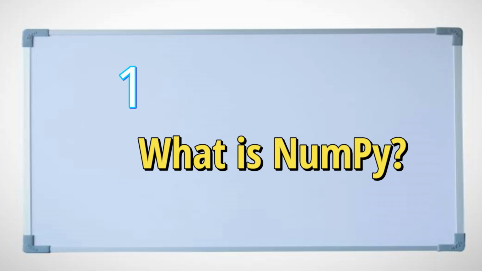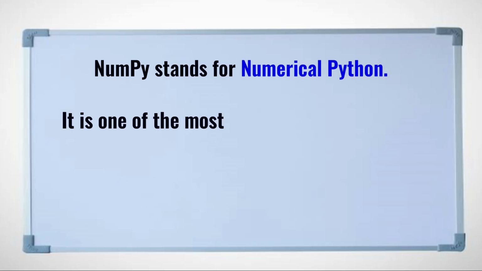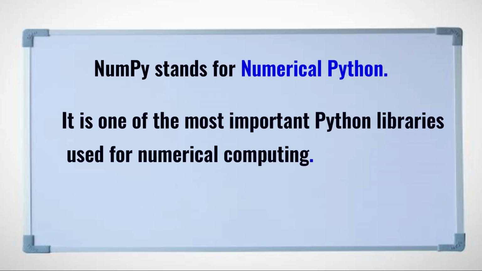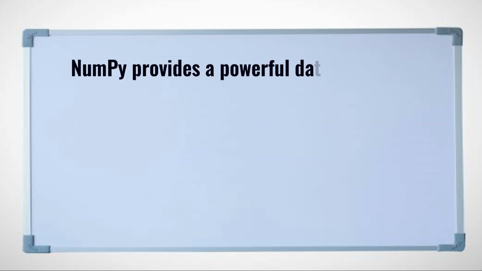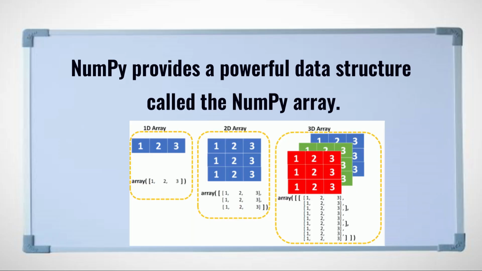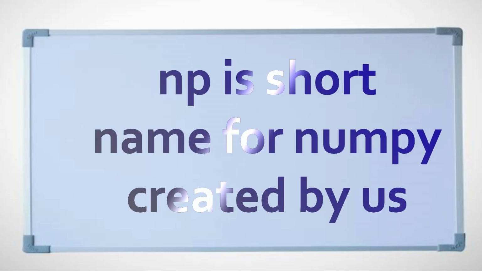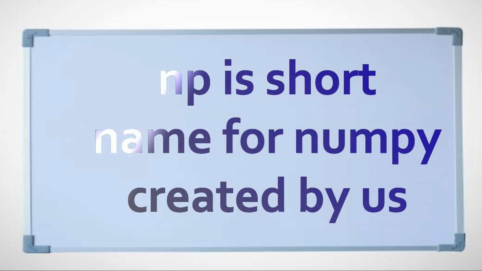This is where NumPy comes into the picture. 1. What is NumPy? NumPy stands for Numerical Python. It is one of the most important Python libraries used for numerical computing. NumPy provides a powerful data structure called the NumPy array, which is used to store and process collections of numerical data efficiently. To use NumPy, we first need to import it. import numpy as np. np is simply an alias or short name for NumPy.